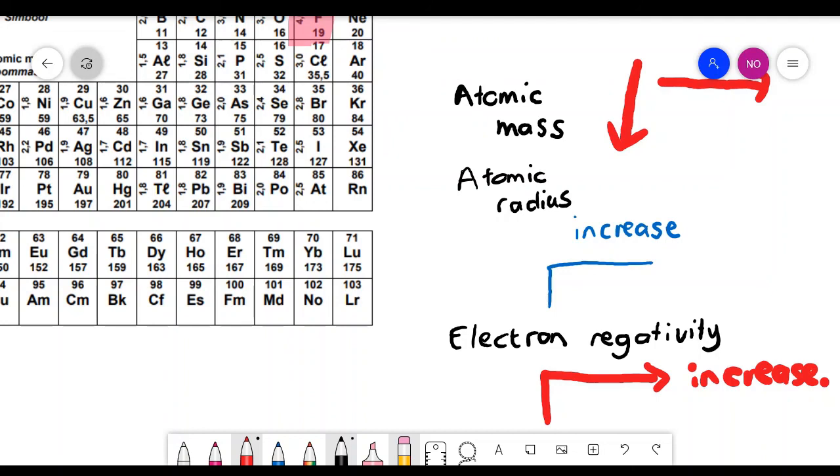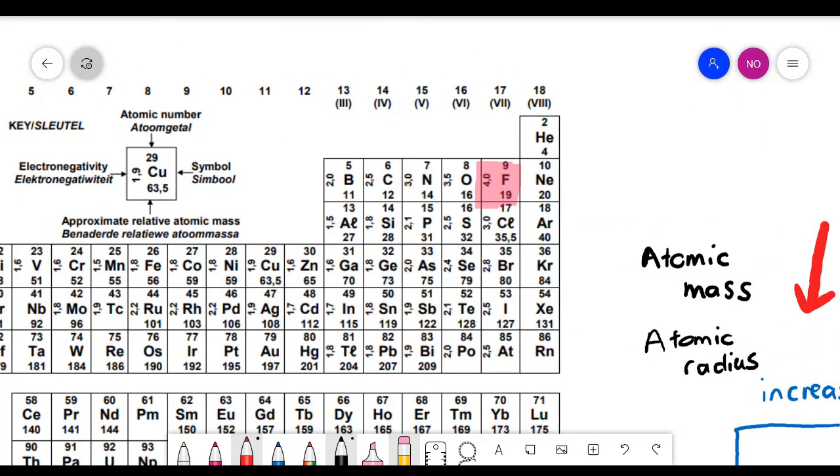Okay? So it increases towards fluorine because that one is the biggest. So you'll see if it's below it, it has a lower electronegativity. If it's anywhere to the left of it, it has a lower electronegativity. Okay.